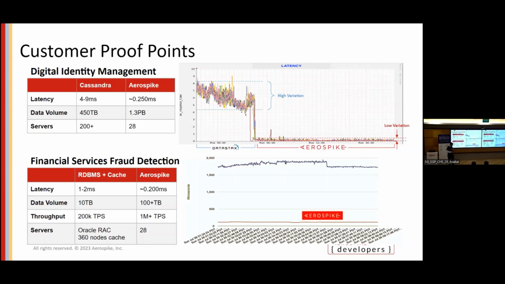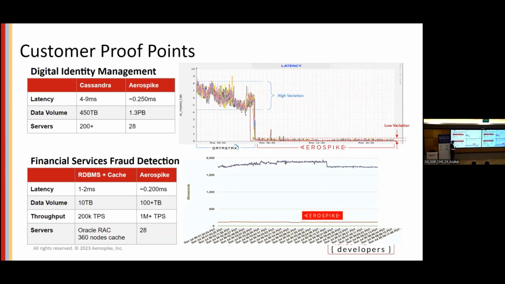That's one of the examples, actually. That was a screenshot from one of the customers. Very interesting. I just wanted to put this. Generally, I don't put this in a meetup, but still, I was so tempted. Look at this. The latency that we replaced Cassandra with, which was taking 4 to 9 milliseconds, was replaced with less than 250 milliseconds.